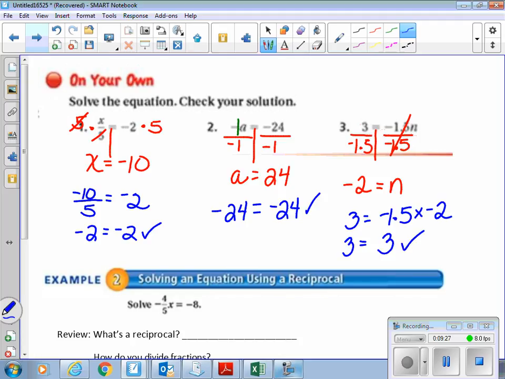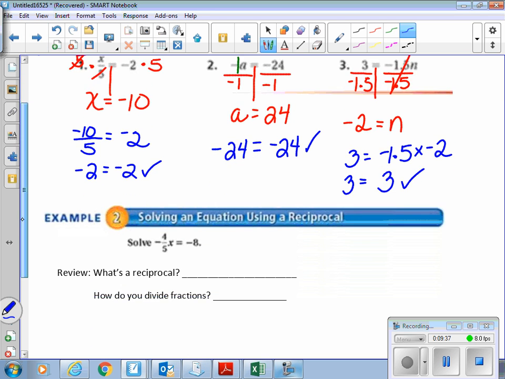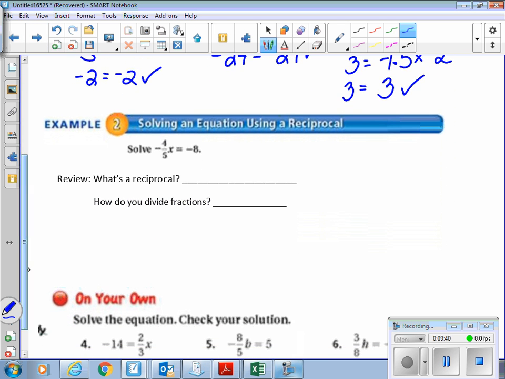That one checks out. Please remember that after you solve using your inverse operations, you should always be substituting in to check. Notice it does say, even in the directions, check your solution. It's how we find our mistakes if we made any. In example 2, we're going to solve an equation using a reciprocal.